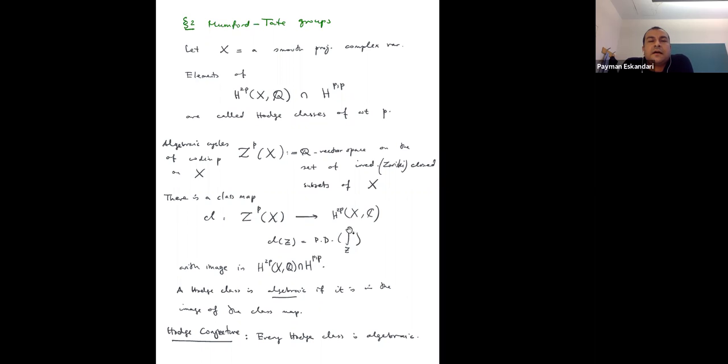Now we say a Hodge class is algebraic if it's in the image of the class map, that is, if it's the class of some algebraic cycle. And then the Hodge conjecture predicts that every Hodge class should be algebraic.